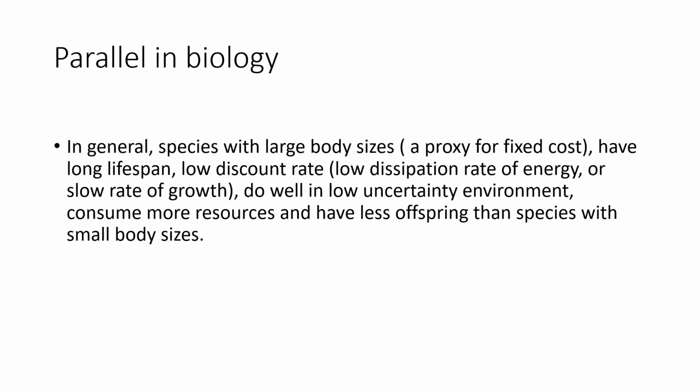clear. In general, species with large body sizes, a proxy for fixed cost, have long lifespan, low discount rate, low dissipation rate of energy, or slow rate of growth, do well in low uncertainty environment, consume more resources, and have less offspring than species with small body sizes.